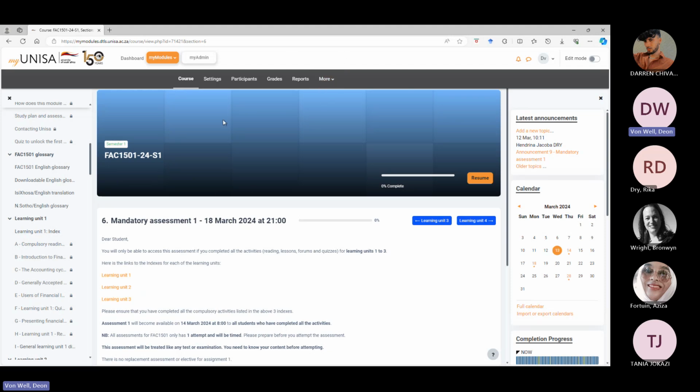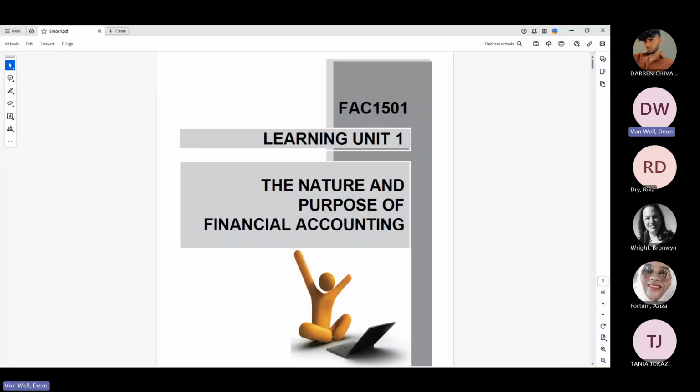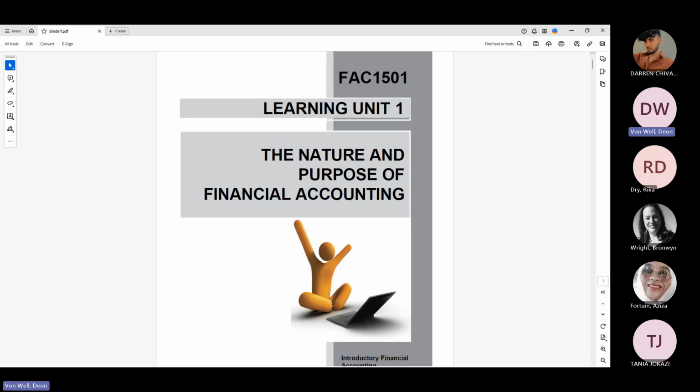So now I'm going to stop sharing my modules so that I can then share the learning material. Okay, so what I have here is the document. So I've downloaded basically what Rika said we must do. I've downloaded my compulsory reading for Learning Unit 1. So let's quickly just run through. You have done this already with your previous study.